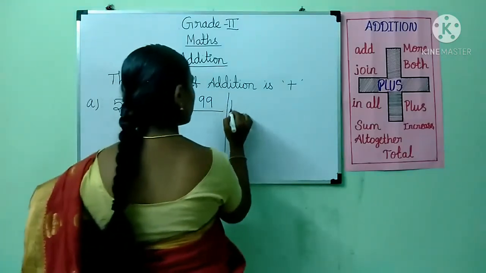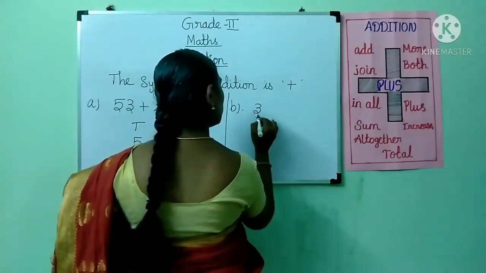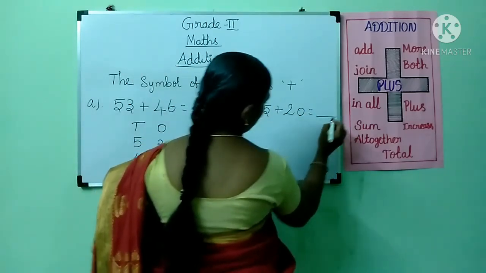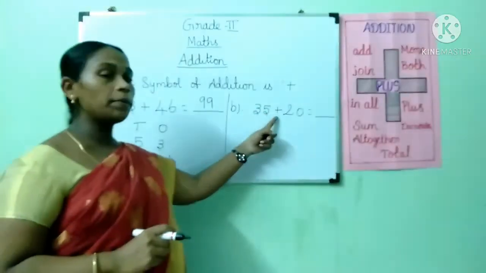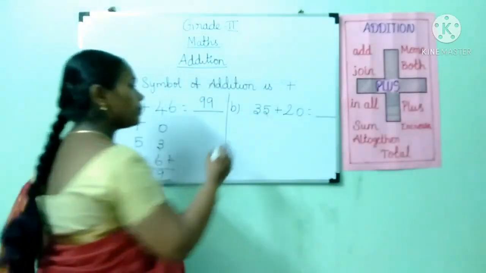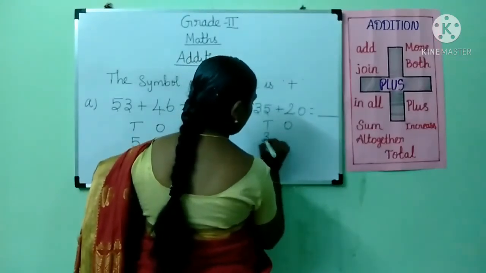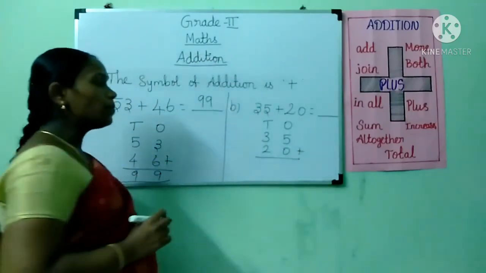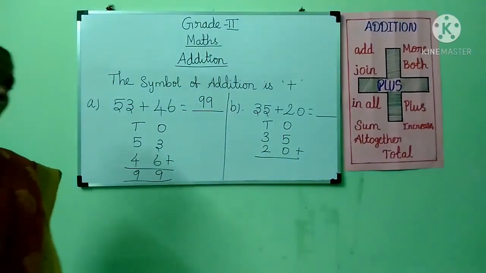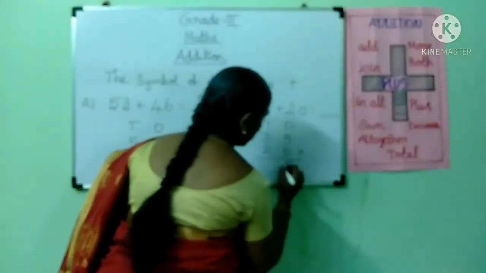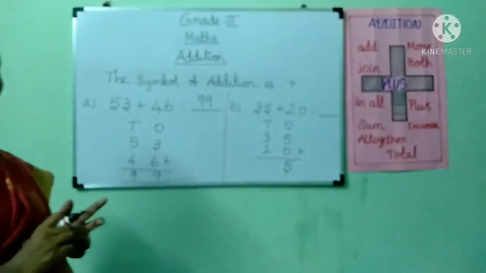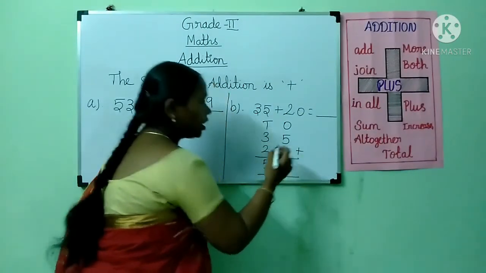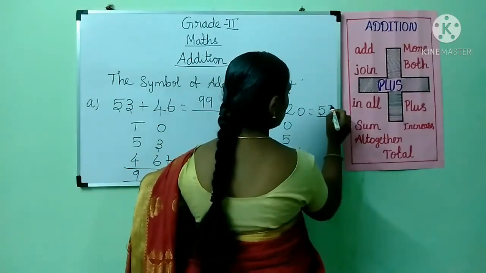The next sum. See, you have 35 plus 20. First arrange this number. Tens and ones. 3, 5, 35, 2, 0, 20. First add this number. 5 plus 0 will get 5. 3 plus 2 will get 3 after 4 and 5. So answer is 55. Are you clear, children? How to add this 2 digit number?